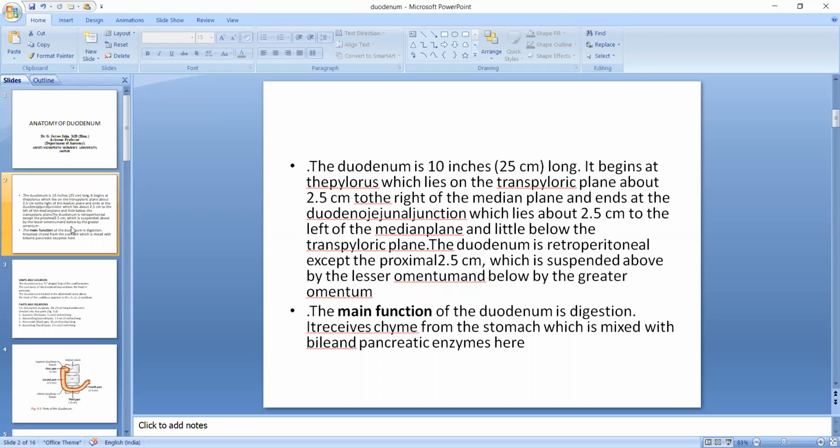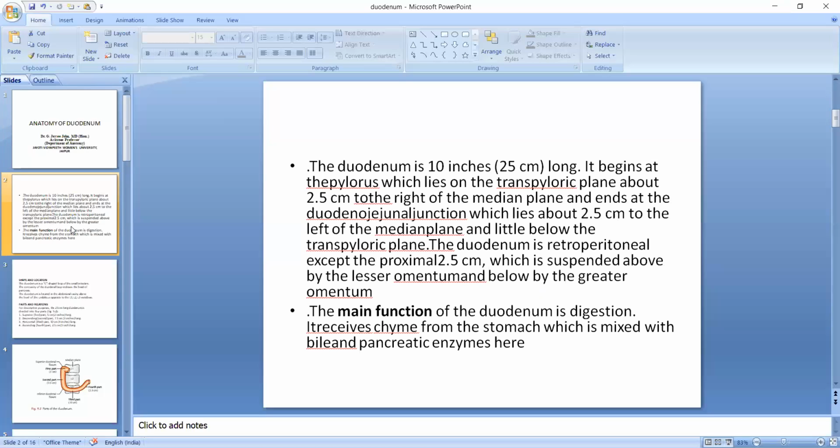The duodenum is 10 inches long. It begins at the pylorus, which lies on the transpyloric plane, about 2.5 centimeters to the right of the median plane, and ends at the duodenojejunal junction, which lies about 2.5 centimeters to the left of the median plane, a little below the transpyloric plane.